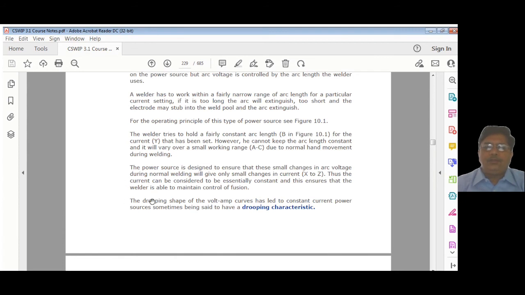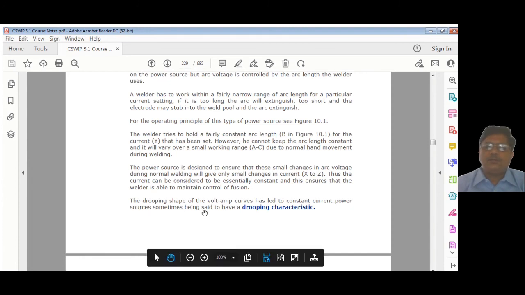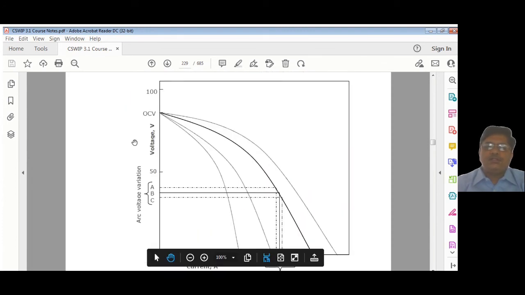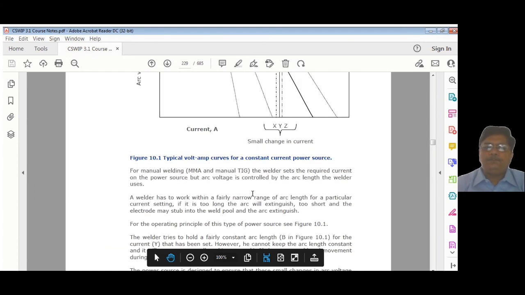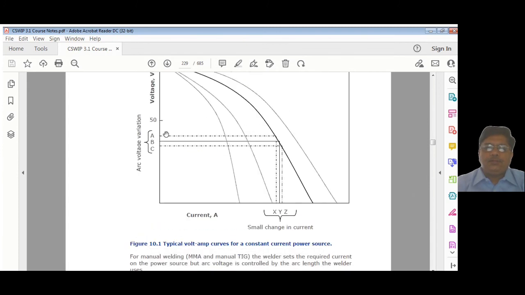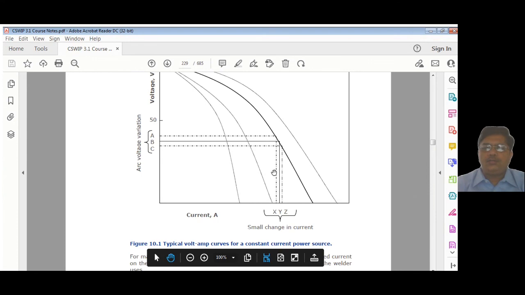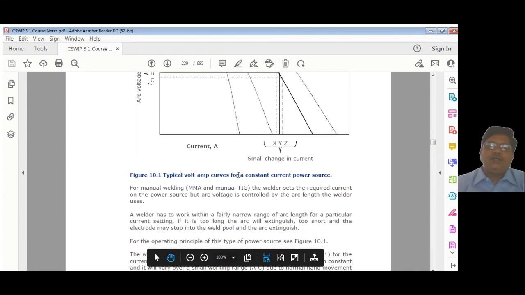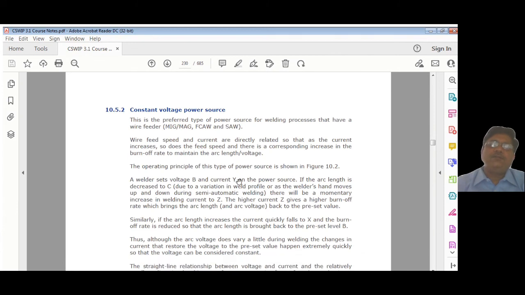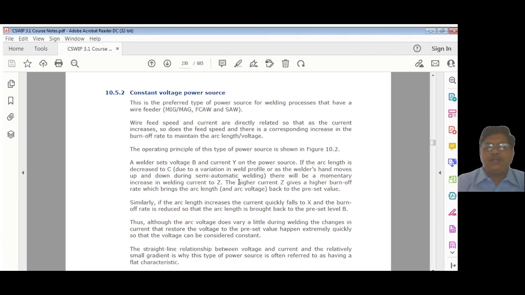Okay, the drooping shape of the volt curve has led to the constant current power source sometimes being called drooping characteristics. Just because it is coming down like that, it's called the drooping curve. So when you make a manual change in hand movement during the welding, you can see here X, Y, Z, there will be a very small change in the current. That is why in our WPS the current range is given, and within the range we have to be. Because of this only, they are designing the machines which are constant current type.